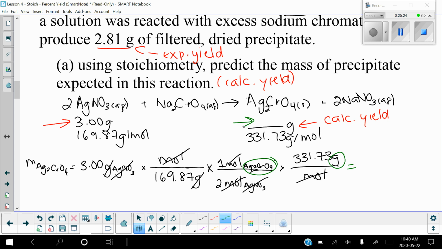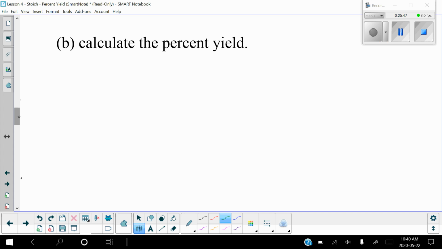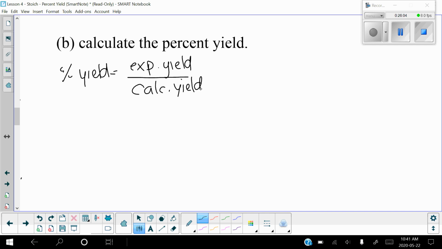And I get, once I calculate that in, 2.93 grams of silver chromate. Great, we found our calculated yield. Part B is find the percent yield. So, percent yield is equal to experimental yield divided by calculated yield multiplied by 100.